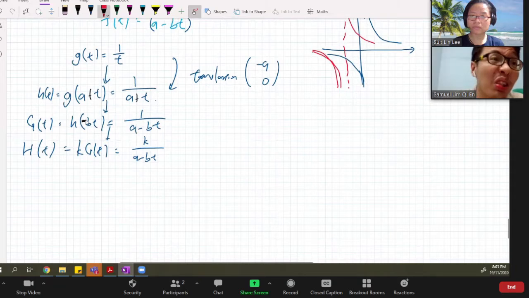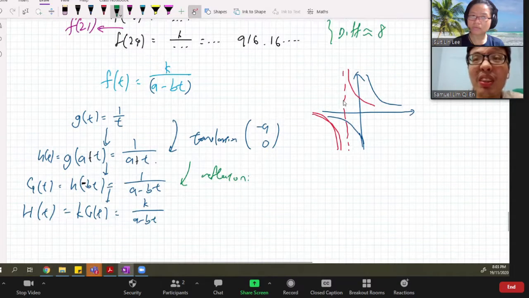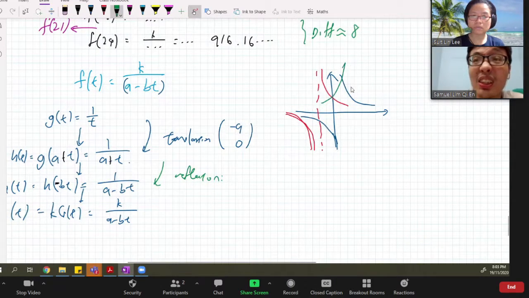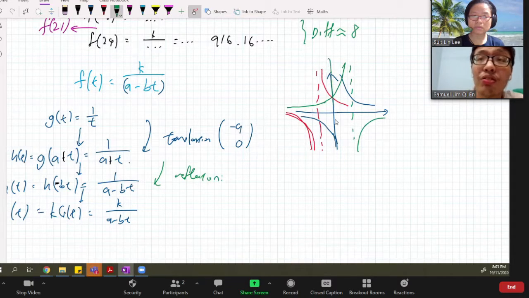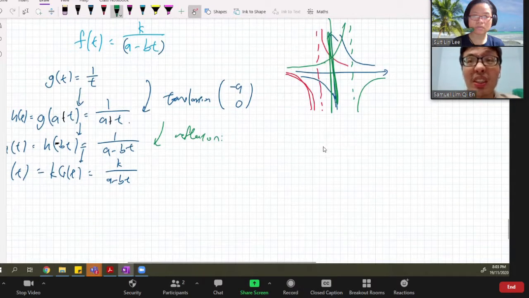But there's a reflection. So the reflection will happen. Here is a reflection. Reflection here is that you flip this like this. So you flip on this axis. Your graph now will look something like this.